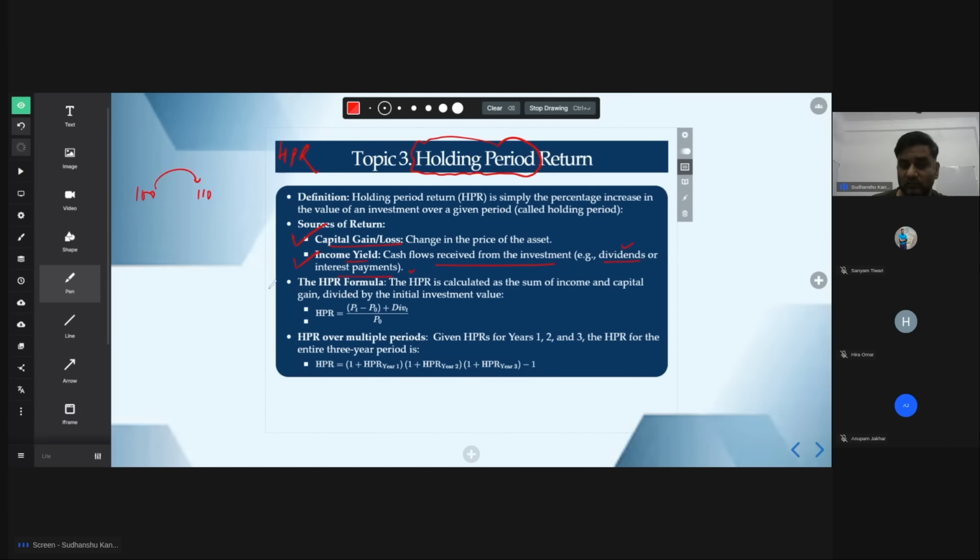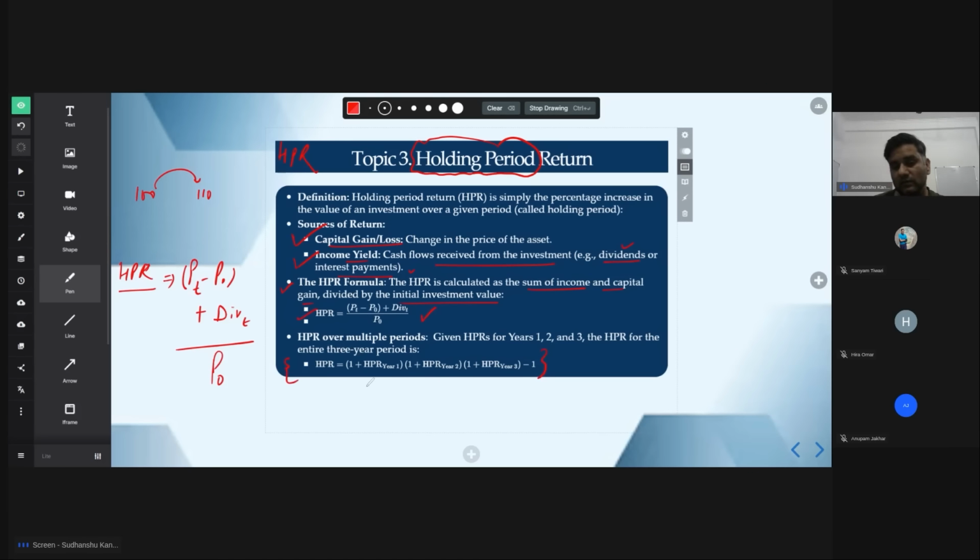Now, this is a very common question in CFA: you have to calculate the holding period return. Holding period return is calculated as the sum of income and the capital gain divided by the initial investment value. It looks like a difficult formula, but this is a school kind of formula, guys. Your capital gain is the new price minus the old price, plus any dividend or coupon, divided by the old price, P naught. It's very straightforward, school kind of stuff. So don't worry.